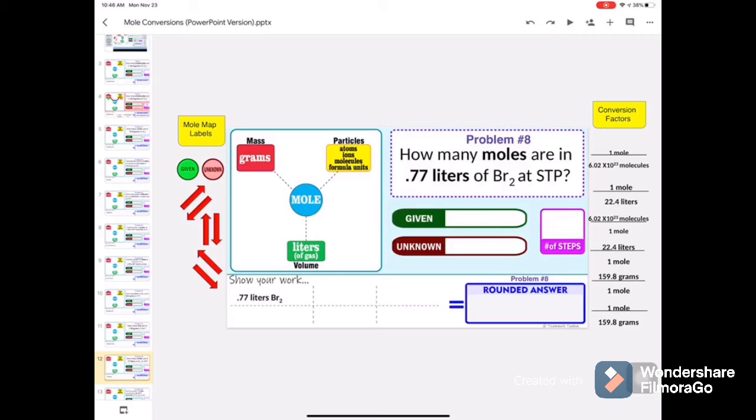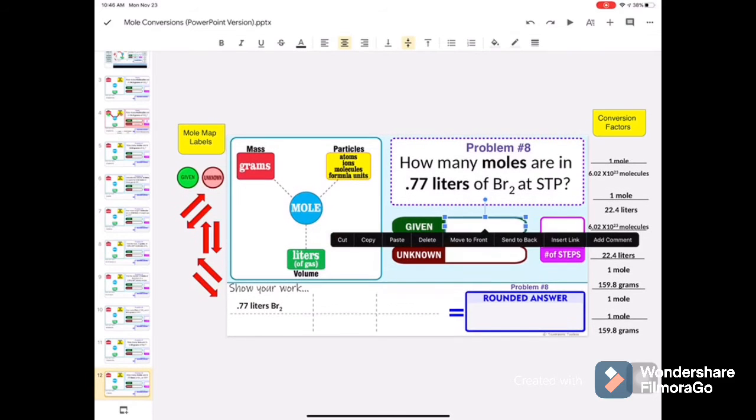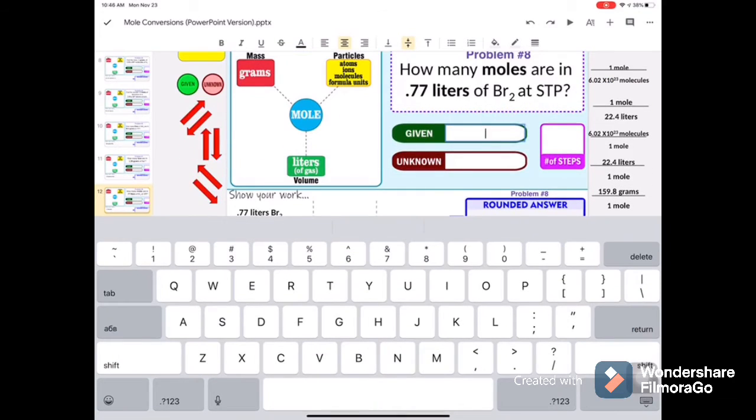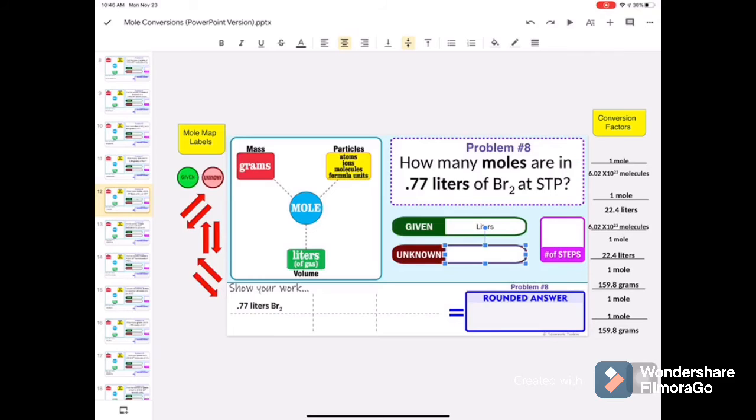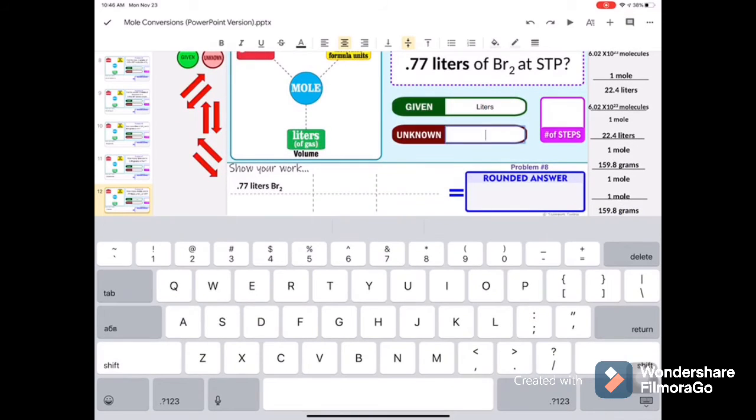So real quick, this is a single stepper. How do I know it's a single stepper? How many moles are in 0.77 liters of Br2? So I want to know, what am I given? I will go ahead and I will put in just the units. I'm starting with liters, okay? I'm going to shorthand that. What am I going to? My desired is moles.